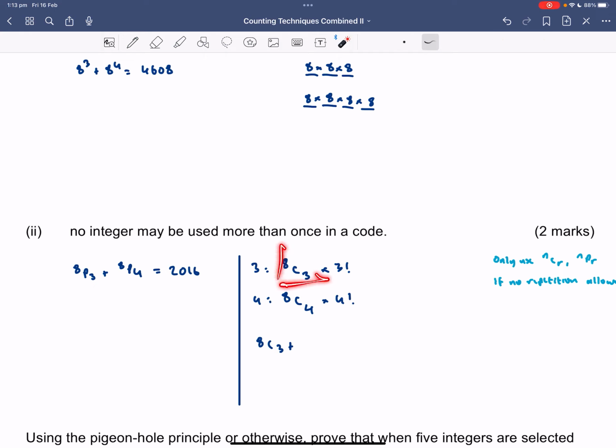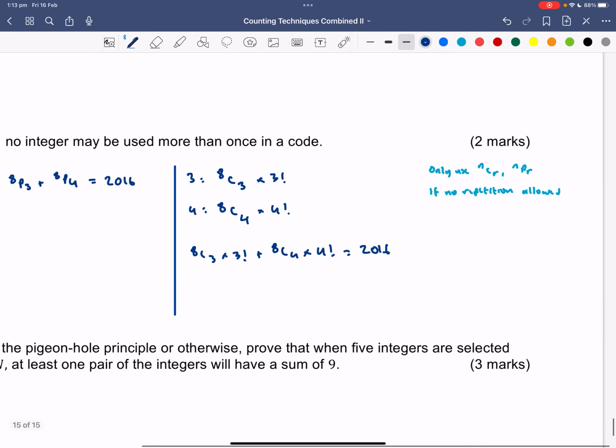The choosing simply chooses the numbers. It does not actually arrange them into a code. So then you have to multiply it by 4 factorial. This would give the exact same answer, guys, of 2016. 8 choose 3 times 3 factorial plus 8 choose 4 times 4 factorial would give 2016.